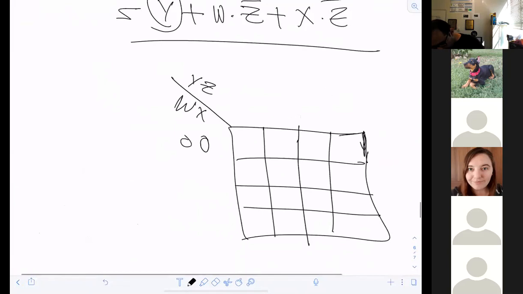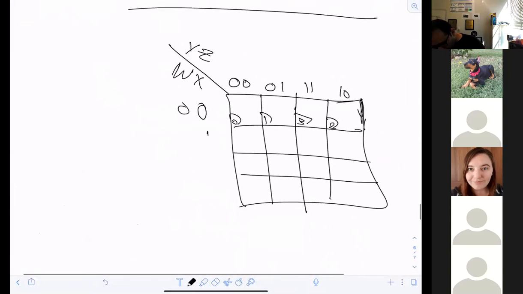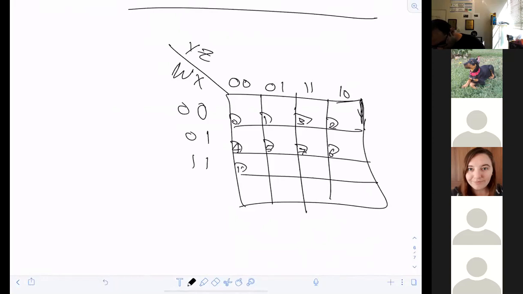Going to be 0, 0, then 0, 0, 0, 1, 1, 1, 1, 0. So going to be 0, 1, 3, 2. And then 0, 1 like this. Going to be 4, 5, 7, 6. And then 1, 1 is going to be here 12, 13, 15, 14. Then 1, 0 is going to be 8, 9, 11, and 10. Right?